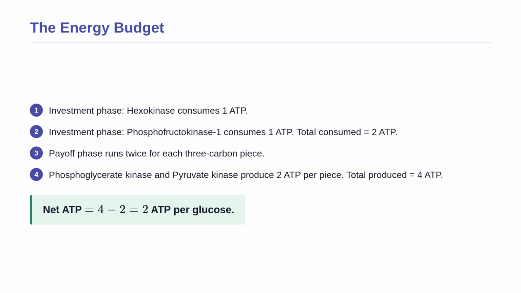This destabilizes the sugar. Next, the payoff phase runs twice, because our sugar was split into two pieces. The enzymes phosphoglycerate kinase and pyruvate kinase each generate 1 ATP per piece, giving us a gross production of 4 ATP molecules. Finally, we subtract the 2 ATP invested from the 4 ATP produced. Our final answer is a net profit of 2 ATP molecules per glucose. This rapid profit is exactly what keeps your muscles firing during a heavy sprint.